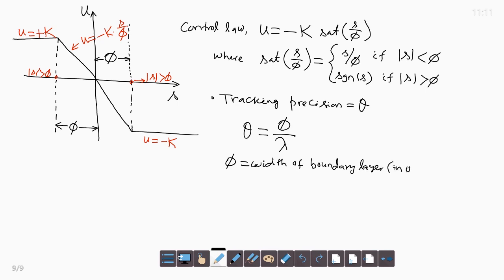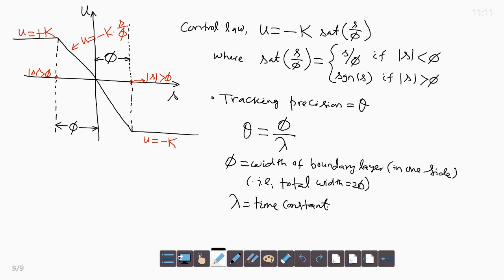On one side, that is the total width equal to 2 phi. Phi is the width of the boundary layer. 1 by lambda is the time constant. The writing mistake may be noted. So, this is the tracking precision.